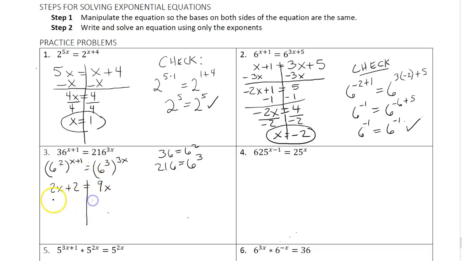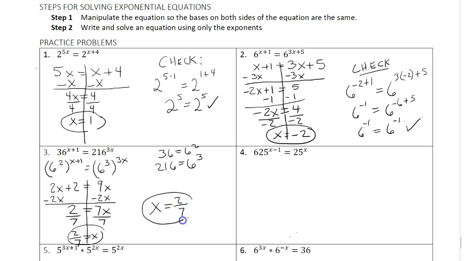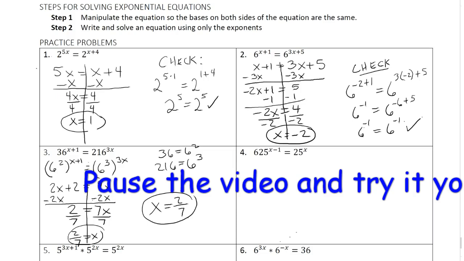Subtract 2x from both sides of the equation, for 2 equals 7x. Divide both sides by 7, for x equals 2/7. Thus our solution is x equals 2/7. Pause the video and try the next one yourself.